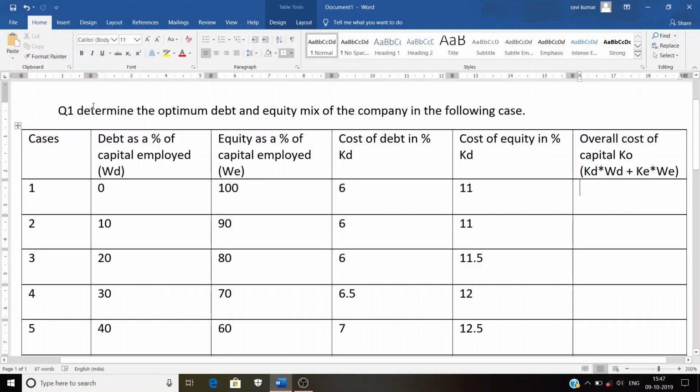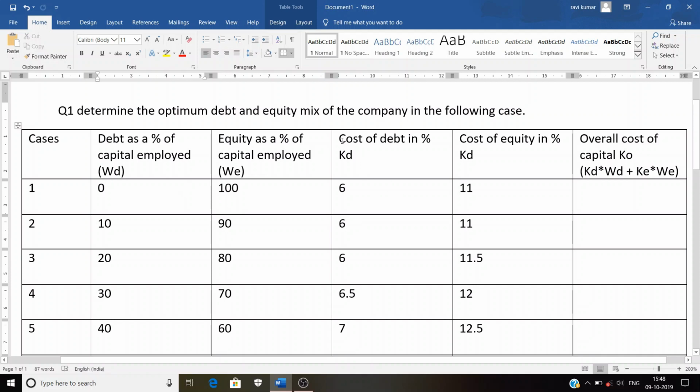Hey everyone, so this is the question on the traditional approach to capital structure. This question will help us explain the traditional approach in detail. Here we have 7 cases: case 1, case 2, case 3. In case 1, debt as a percentage of capital employed is 0, which means we don't have debt in our capital structure. That's why we have 100% equity.